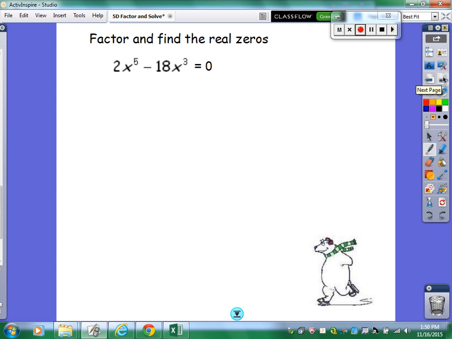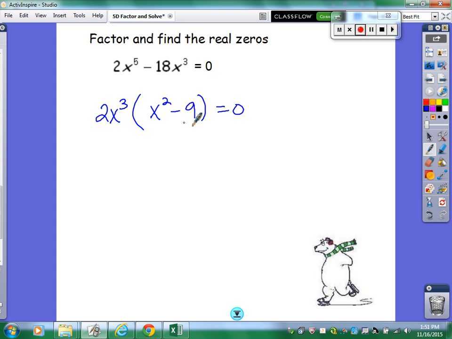Alright, write down this problem. Factor and find the real zeros. So you've got 2x to the 5th minus 18x to the 3rd equals 0. Look at this. It's two terms, but I don't have any perfect squares and I don't have any cubes. But I do see that I have a common factor: 2x to the third. So that's going to leave me x squared minus 9 equals 0.